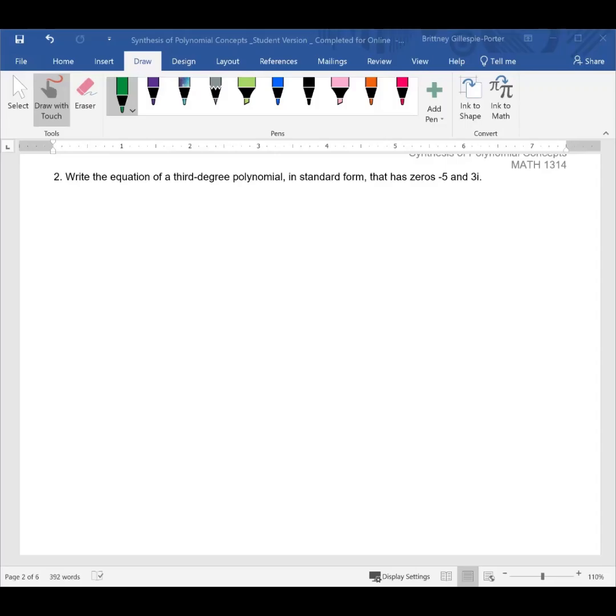Okay, let's write the equation of a third-degree polynomial in standard form that has zeros of -5 and 3i. Remember, third degree means that we have 3 zeros or x-intercepts, and that does include multiplicity. And then our zeros of -5 and 3i. But remember, by the conjugate roots theorem, this also means that we have x equal to -3i as well.